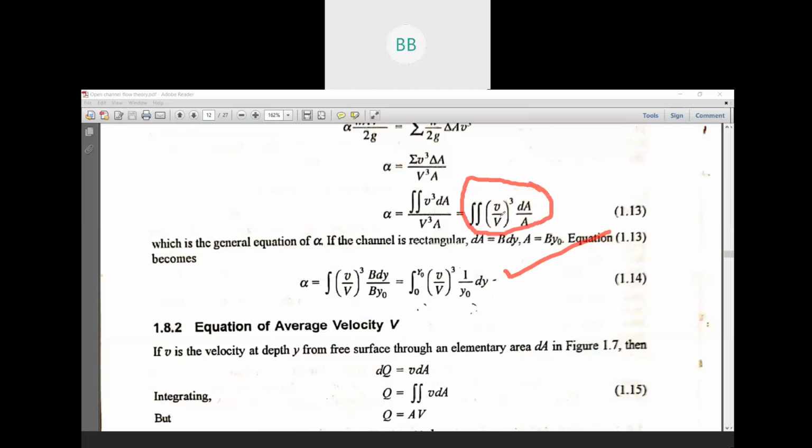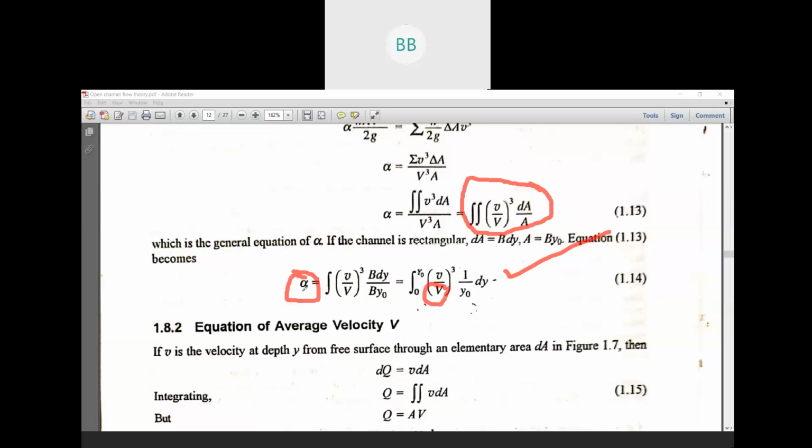So here, if you see both equations, we have small v, that is your average velocity for that particular small area, and that capital V is your average velocity for the whole cross sectional area. So to find out alpha, we have to first find out the average velocity. If it is given, then it's okay. Otherwise, we have to calculate average velocity for the whole cross sectional area. Then only you can find out the alpha.